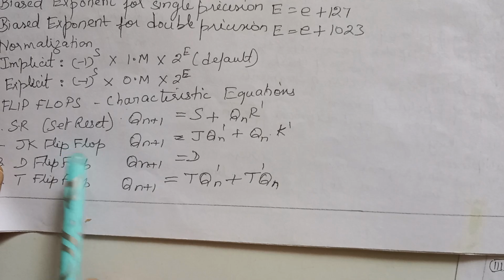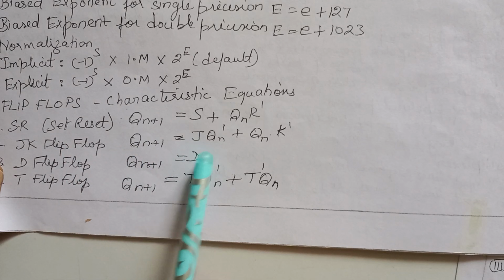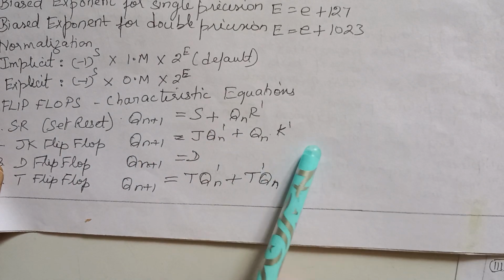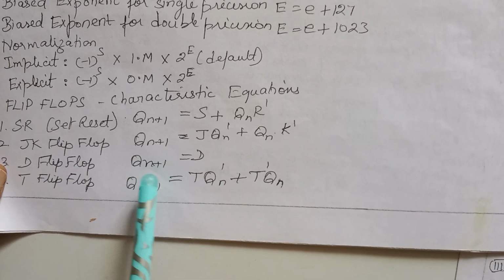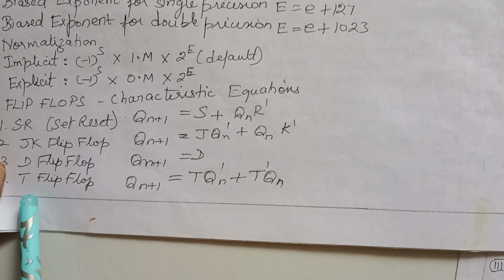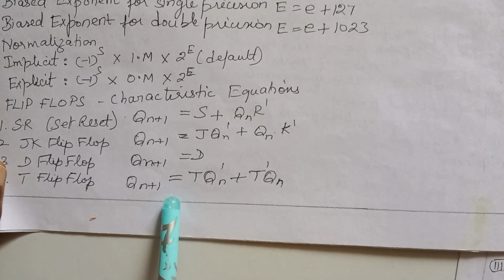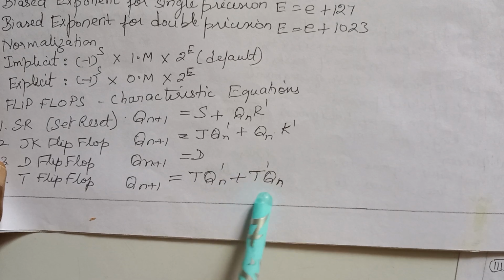For JK flip-flop, Qn+1 is J Qn' + Qn K'. For D flip-flop it is Qn+1 equal to D. For T flip-flop it is Qn+1 is equal to T Qn' + T' Qn.